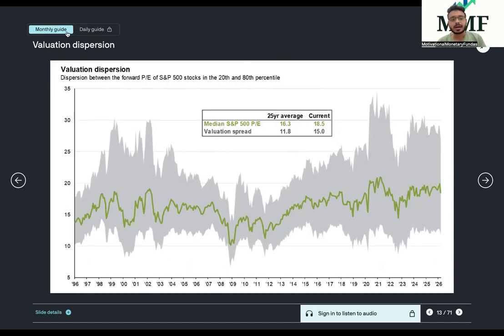What does this chart tell you? The valuation dispersion between the forward price to earning of the S&P 500 stocks in the 20th and the 80th percentile. So what is happening in the US? In the US, the valuation dispersion between the stocks in the 20th percentile and the stocks in the 80th percentile has increased from 11.8 as a 25-year average to 15 now.